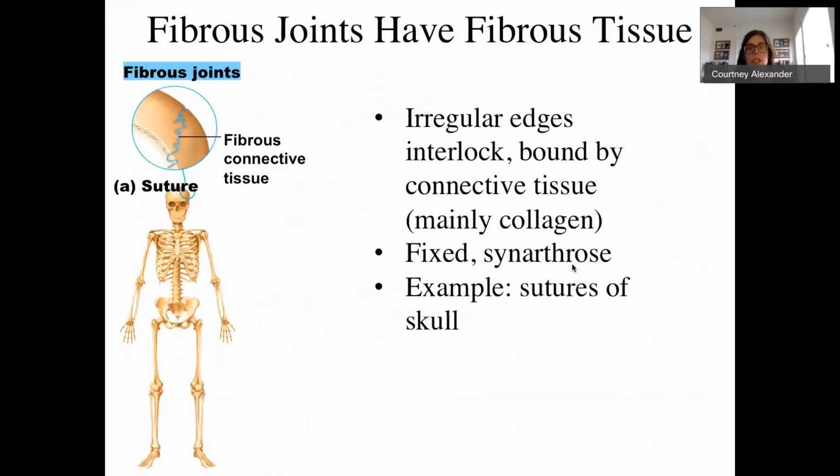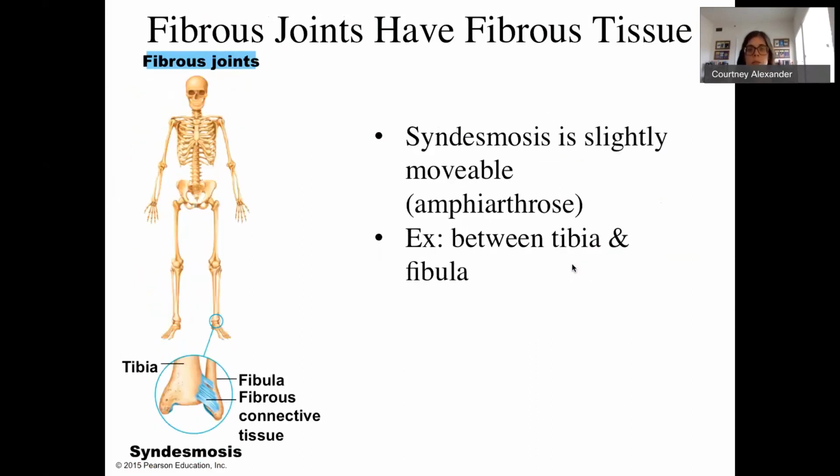The fibrous joints have, again, that fibrous tissue. Sutures, this is what you can think of joining the skull. They have irregular edges that interlock and are bound by connective tissue, mainly collagen. We also have syndesmosis joints, which are slightly movable, like the one between our fibula and our tibia.